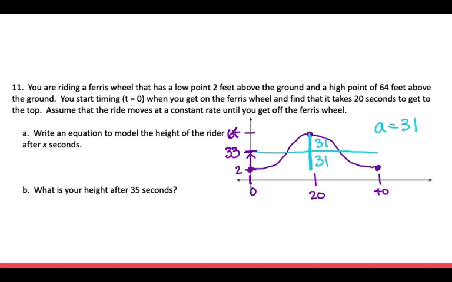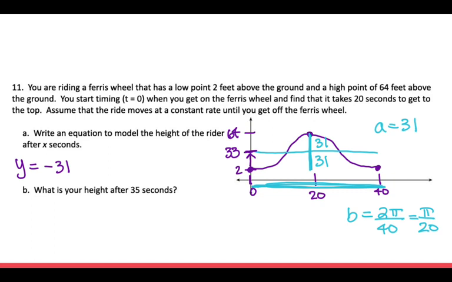All right, what else do I need to find? I need to find B. So B is 2 pi divided by my period, which is a full cycle. Full cycle in this case is going from 0 to 40. So period is 40, which reduces to pi over 20. All right, let's write the equation. So I have y equals negative 31, because again, this is a reflected cosine. Ooh, this one doesn't have a horizontal shift, lucky us. So I have pi over 20 times x plus my midline, which is 33.